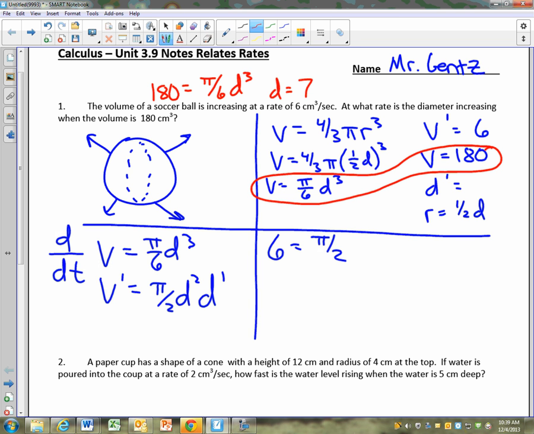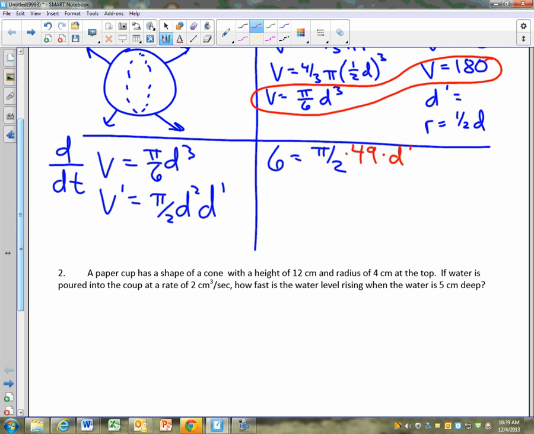So, I can now plug that in. What is 7 squared? 49 times d prime. So now I'll divide both sides by pi over 2 and divide by 49. If you divide by pi over 2, realize you have to put it in parentheses. If you want to leave it in pi, that's fine. I'll express both answers for you guys. I have 0.078. And what is our label?